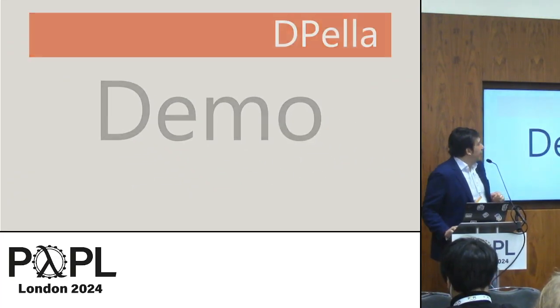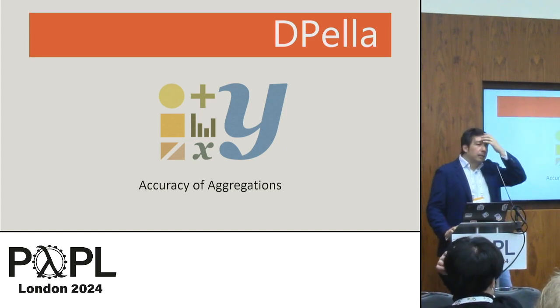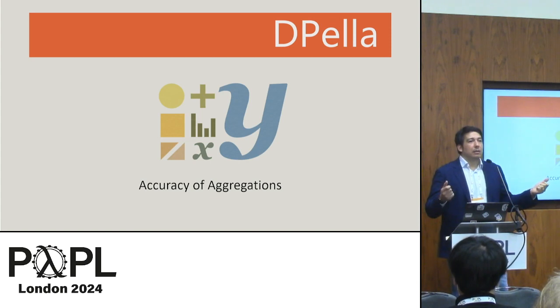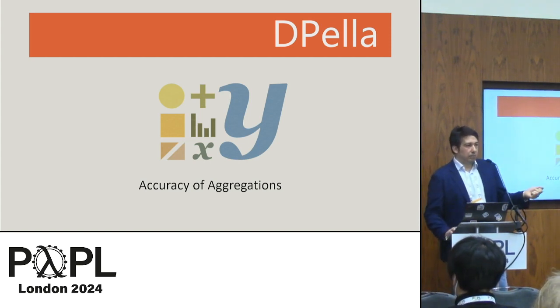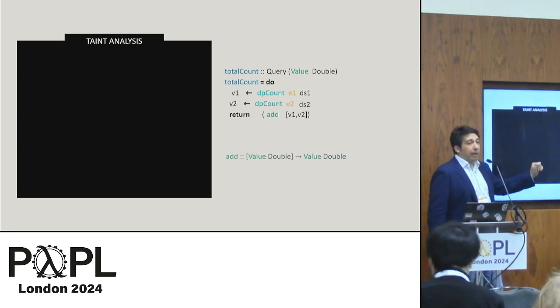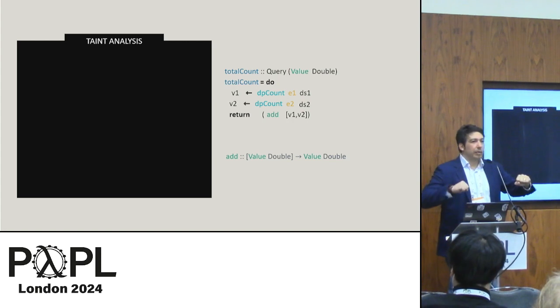Let me show you one of the key features that appears in DPella that is not anywhere else. And this is about how we compute the accuracy of aggregation when you add noisy quantities. Okay? And I'm going to show you that with an example. Here we are counting over 2 different data sets, whatever those are, and then you add them up.